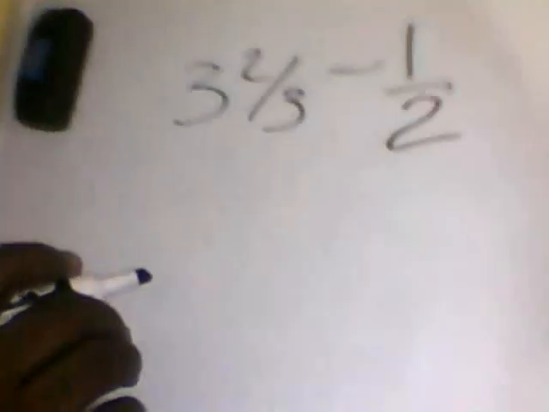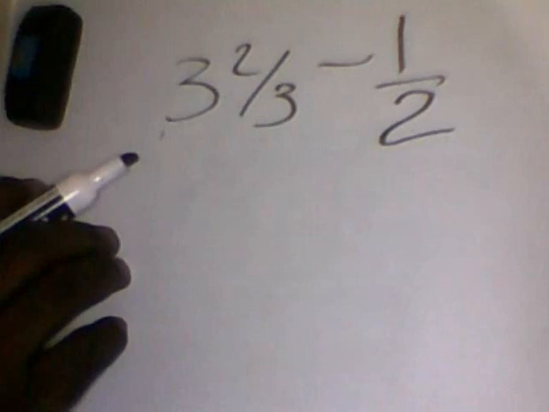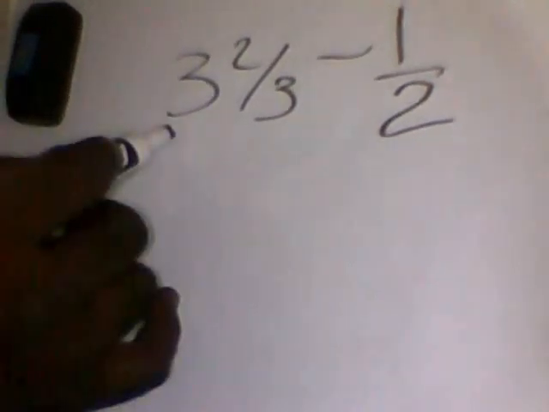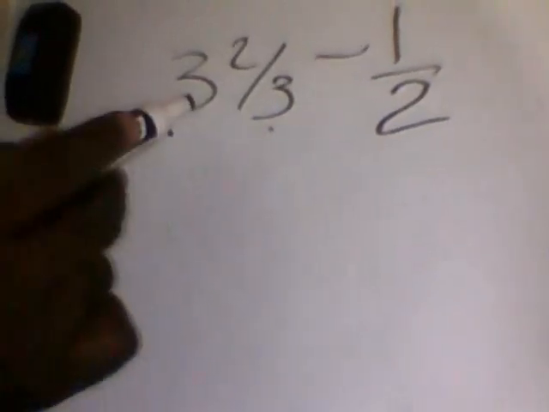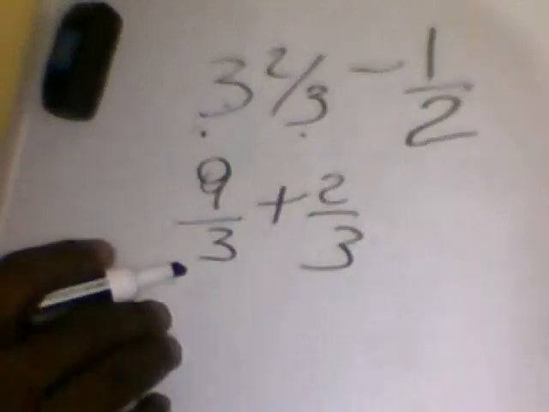Okay. Let's look at another method that you could use to subtract 3 2/3 minus a half. Now, this 3 is a whole number, right? Now we want to ensure, alright, we're going to write this 3 as a fraction, but we must make sure that the denominator is the same as 3. Now we're going to simply say 3 times 3 is 9. Then you put the 3 here. Good. Then you can add 2/3 to 9/3, because 9/3 is the same thing as 3 wholes.